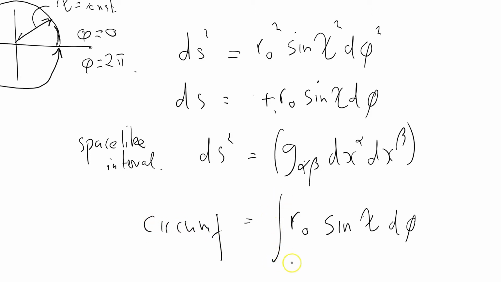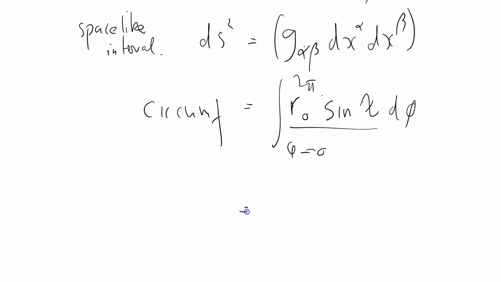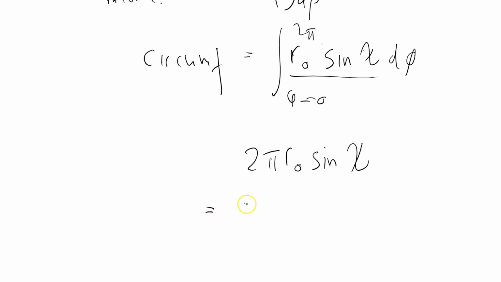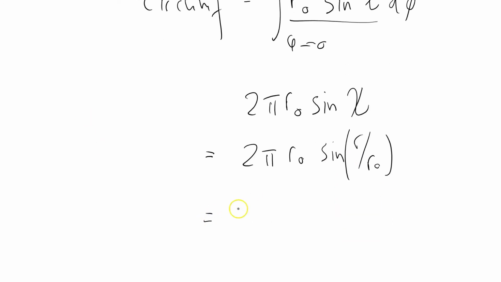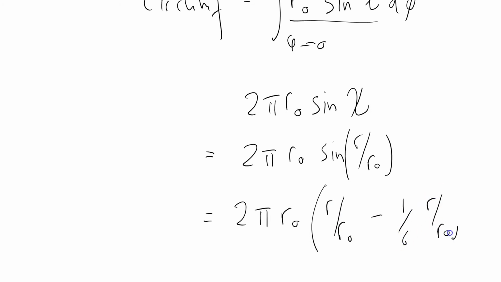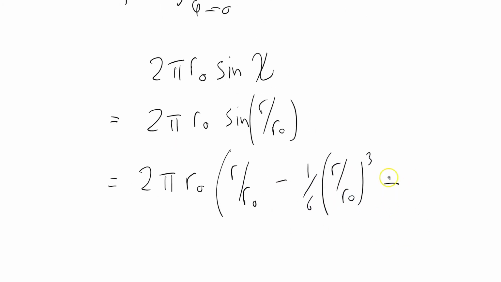equals the integral of that from phi equals 0 to 2 pi. Well, of course, this term's just a constant, and so what I've got is 2 pi r0 sine chi. That's quite nice. Equals 2 pi r0 sine r over the radius of the universe. And I'm going to expand it as a Taylor expansion. 2 pi r0 times r over r0 minus 1/6 r over r0 cubed plus higher order terms. That's just a Taylor expansion.